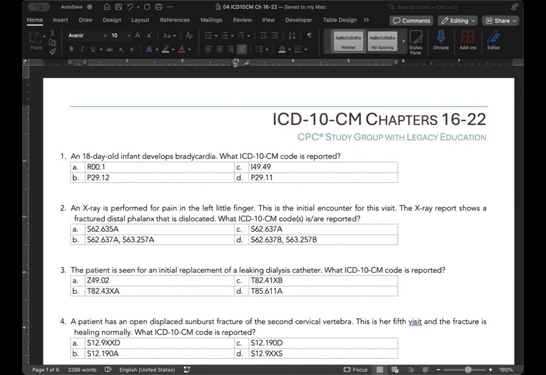All right. For our first question, number one, we're looking at an 18-day-old infant who develops bradycardia. So what is our main term? What is our condition that we're going to look up in the alphabetic index for this one? Bradycardia. Yep. That's our condition. And then the neonatal is just going to be the additional details that we need. So once we look at bradycardia, neonatal, what is our code we're going to use?